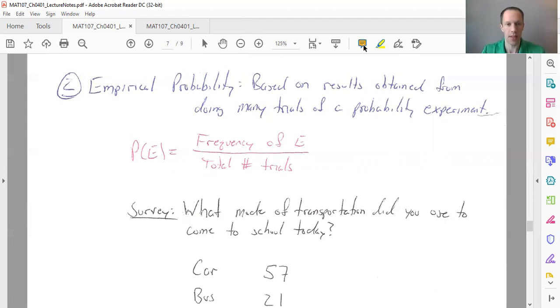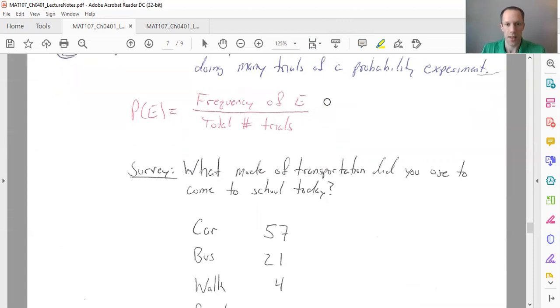You do the experiment many times, you keep track of all your results, and after you've done the experiment many times, you're going to look at your list of results and count how many times your event showed up, and then divide that by the total number of times you did the experiment.